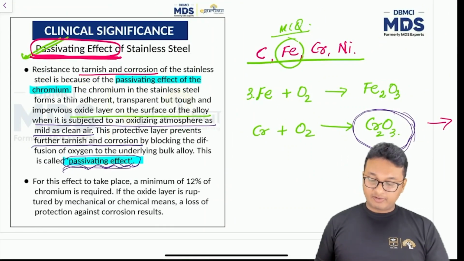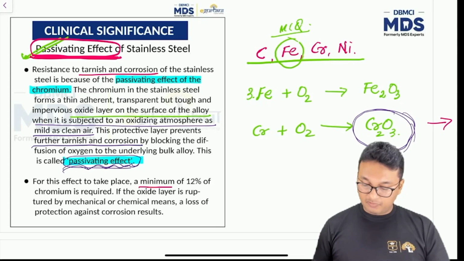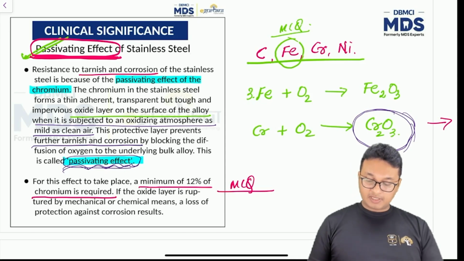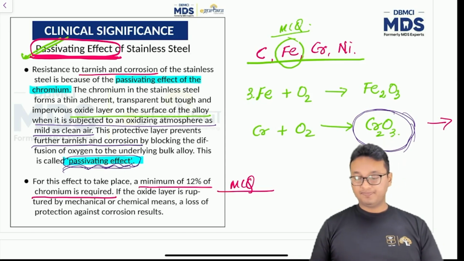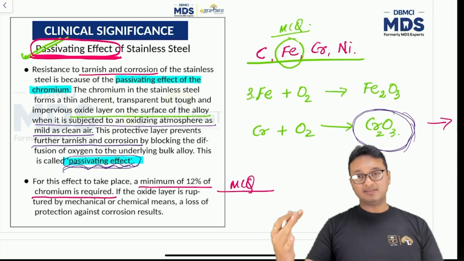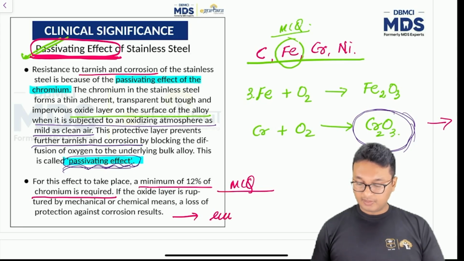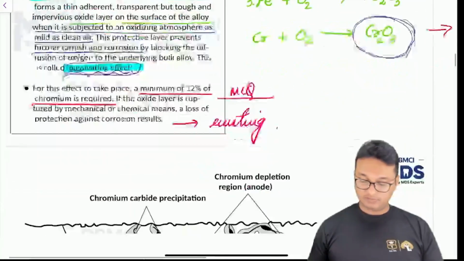Now for this effect to take place, a minimum of 12% of chromium is required. This is an MCQ question. Please remember, if the oxide layer is ruptured by mechanical or chemical means, a loss of protection against corrosion results. Hence, corrosion occurs if this layer is lost, and you can see in an iron rod, you can see the corrosion in the form of rusting. Everybody must have seen that, I'm sure of it.